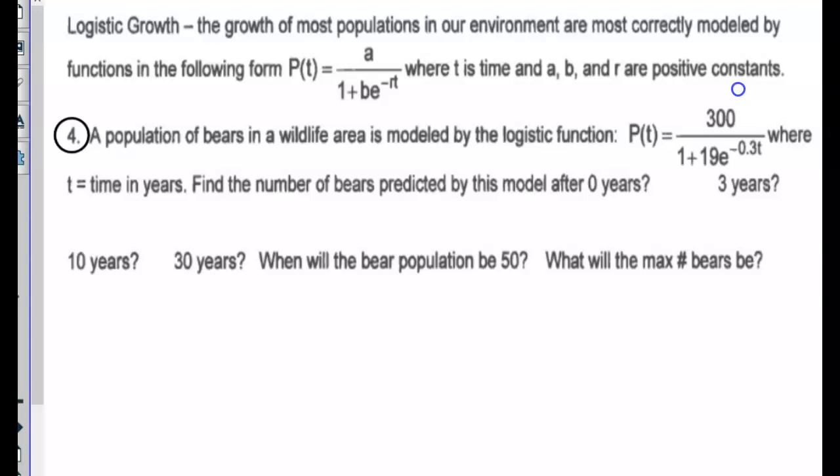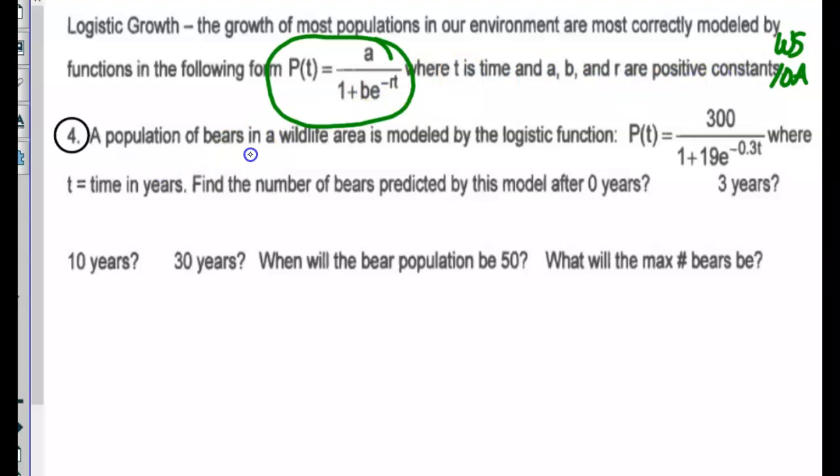I would kind of like us to do number 4 together, and then maybe I can be done unless, well, maybe we'll do there's a couple more I might do with you. Okay, this is off worksheet 10A, I think at the bottom of 10A, is that right? Worksheet 10A, okay. It says logistic growth, and we're going to spend a lot more time on this tomorrow. The growth of most populations in our environment are most correctly modeled by this, where T is time, A, B, and R are positive constants.